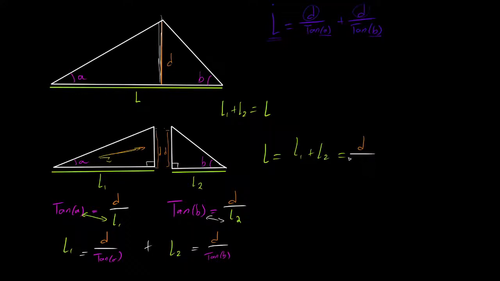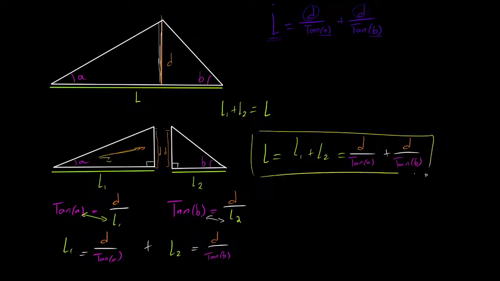So we get L is equal to L1 plus L2, that is also equal to D over tan A plus D over tan B. And this is Werner's identity. So here's the proof behind Werner's identity.